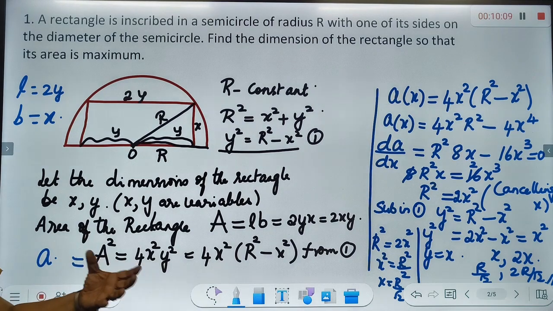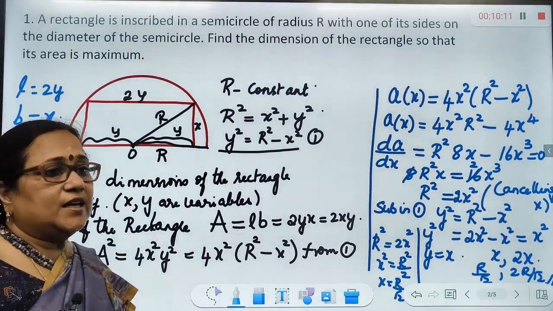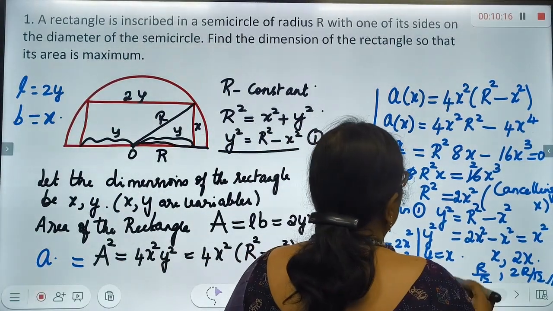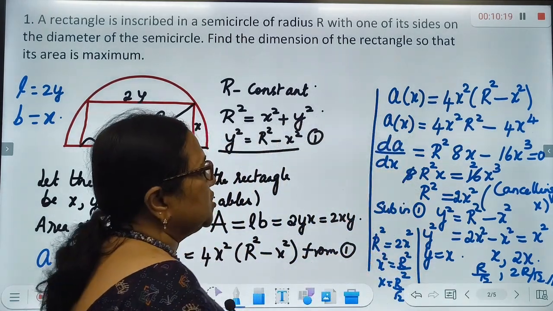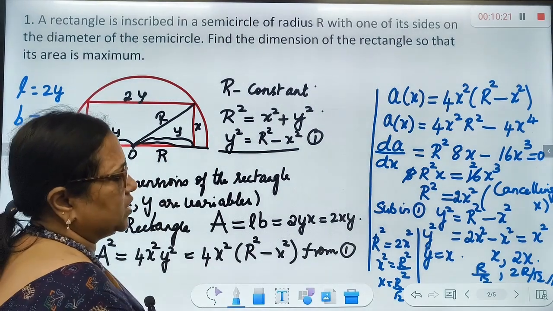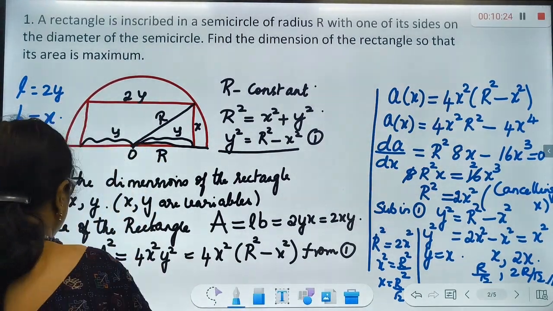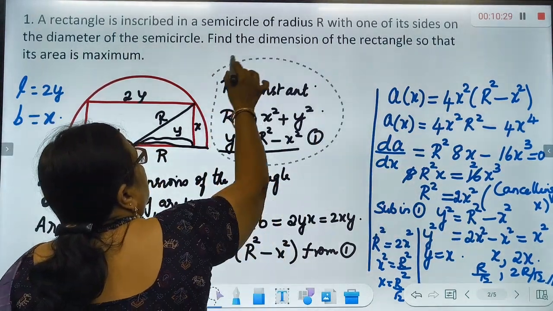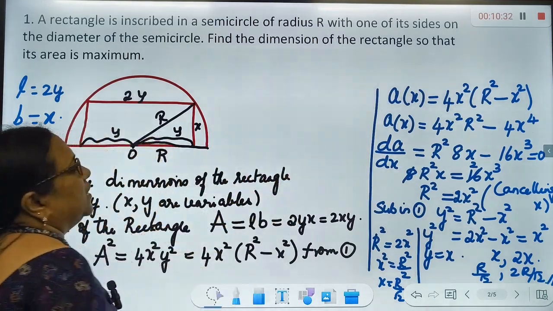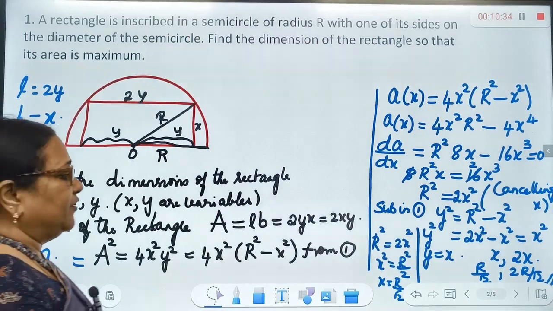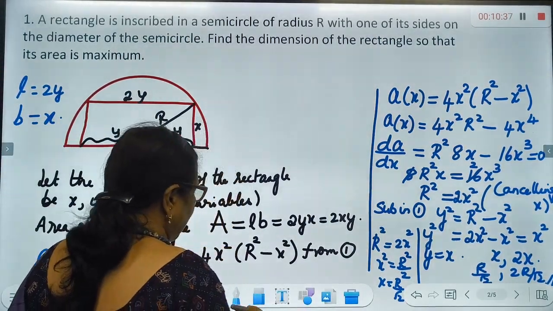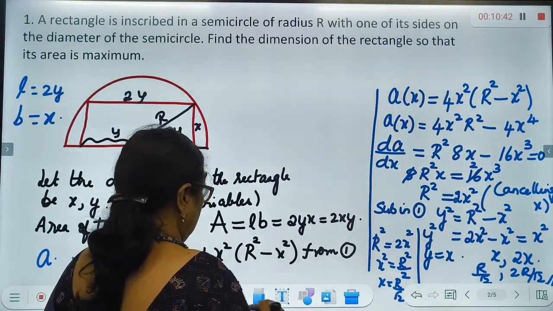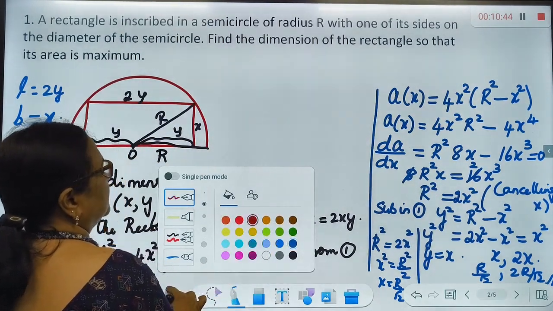Now, for these dimensions of the rectangle, is the area really maximum? How will we justify that? We have only found the critical point and used the critical point to find the values of x and y, right? Now we have to use a second derivative test to find out the sign of the second derivative to determine whether area is maximum or not. Okay, so let me use a different color.